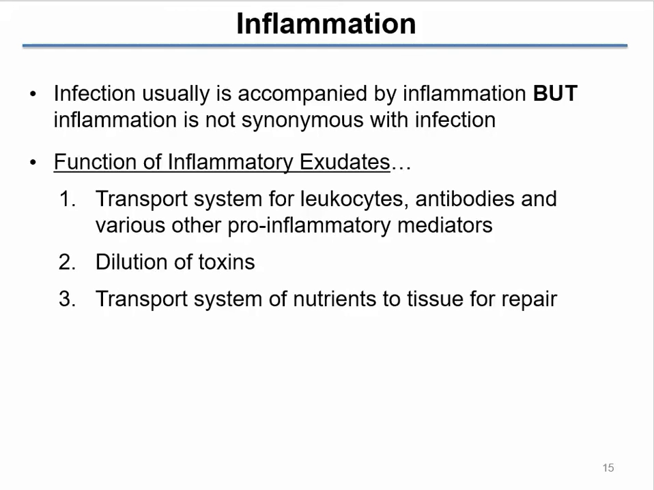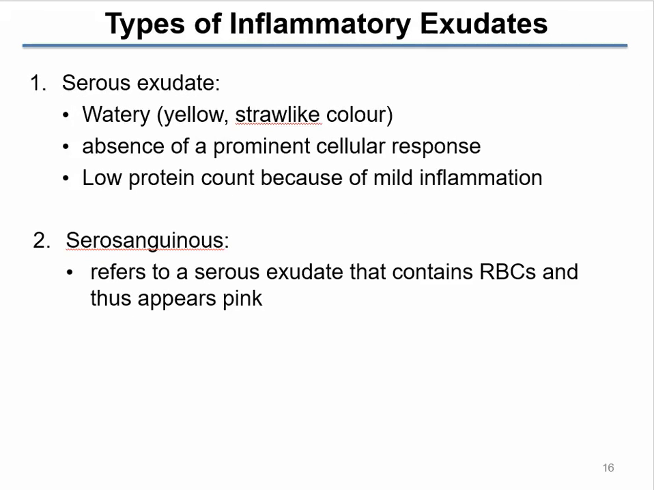Now you can imagine that the exudates are not always the same. So there's a couple of different types of them. One of them is called the serous exudate. And really, it is a watery, kind of straw-like thing. It's almost interstitial fluid on its own. It's just an increased amount of interstitial fluid.